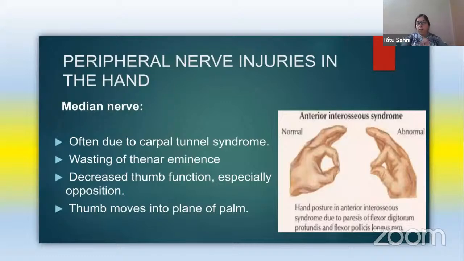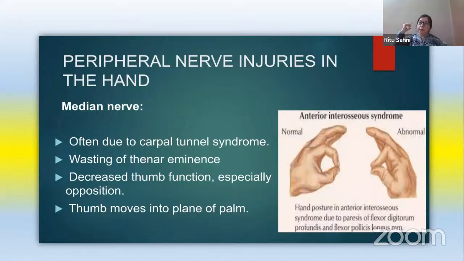In this, the main thing we focus on is peripheral nerve injuries in the hand. The median nerve, in carpal tunnel syndrome, is very common and familiar. Here there is decreased thumb function, especially in opposition, because the thumb moves in opposition, abduction and adduction, and the median nerve supplies the thumb. Autonomic fibers are also in the median nerve, so there is swelling, edema, change in hand color, or vascular changes. Because of that, the median nerve can be entrapped.